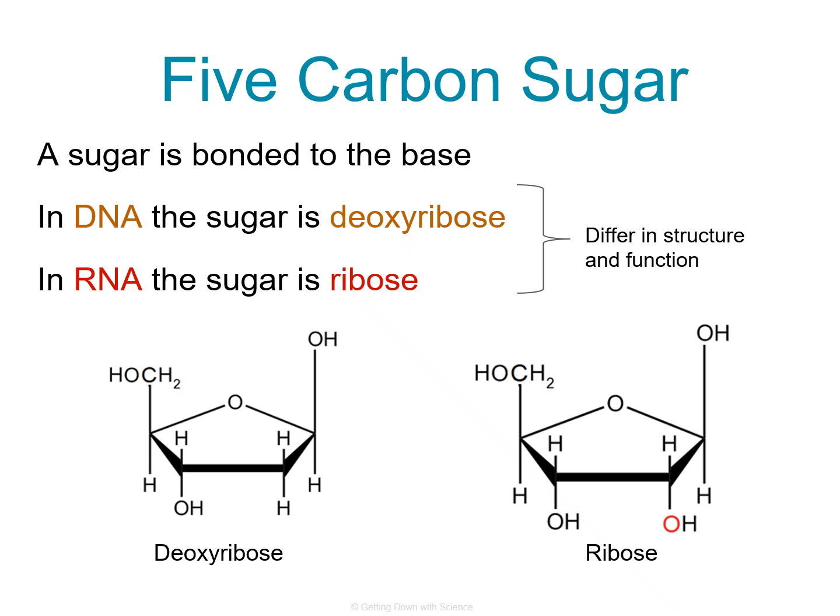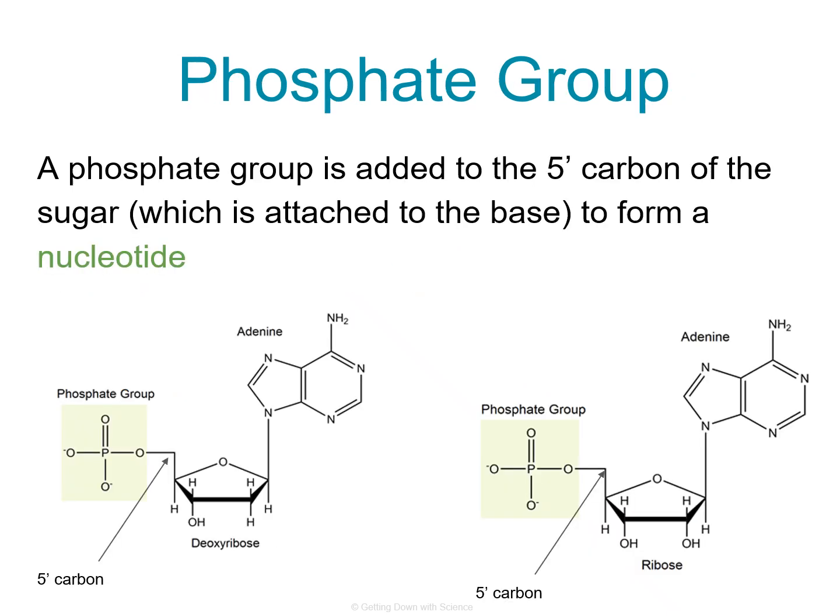Like I said, not going to make you memorize these, but I want you to know that there is a difference, and because of that difference, they differ in structure, meaning they differ in function. Then our phosphate group is added to the 5-carbon sugar, which is attached to the base to form that nucleotide. So remember what I said, each phosphate can dictate a nucleic acid.